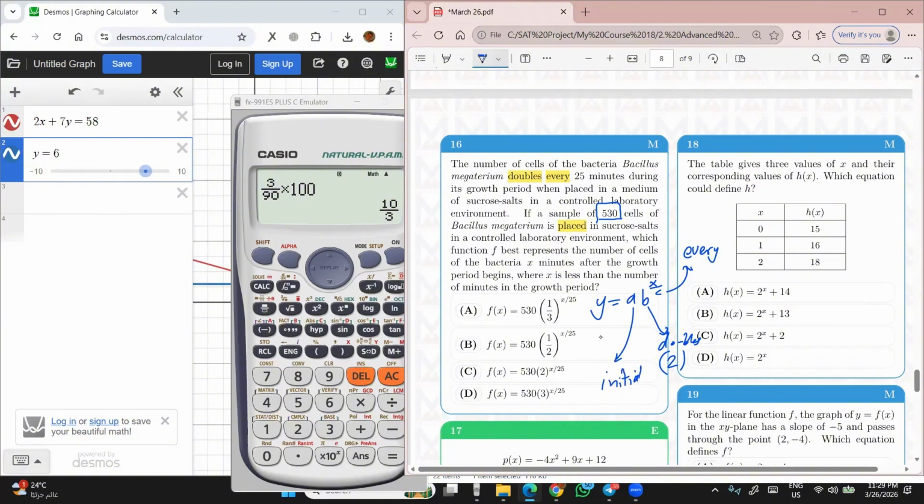amount. So we can write it again, but instead of Y, we just write f of X. So f of X is equal to A. A is the initial amount, which is 530. And then B is what happens to the amount given in the beginning. We doubled it. Doubled means make it 2, to the power of X over the word every, 25. That's it. So we choose letter C for that.